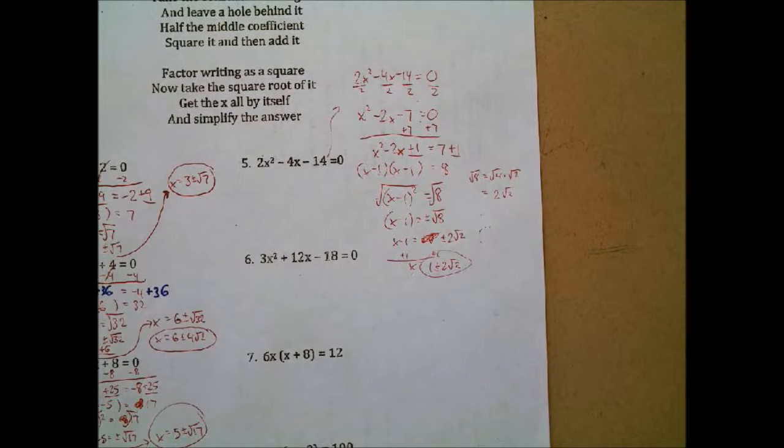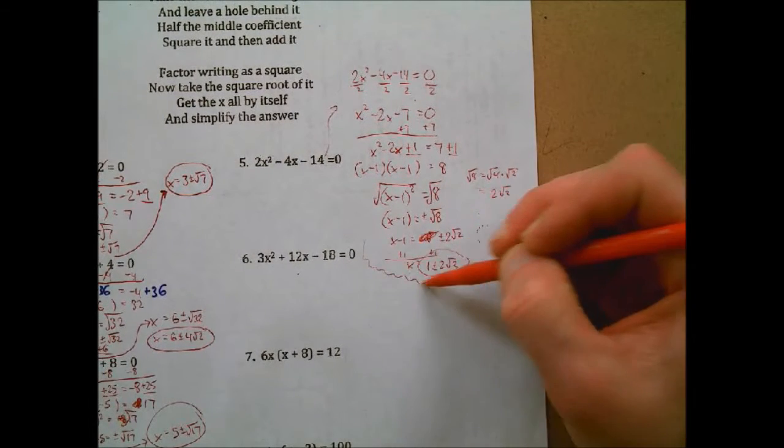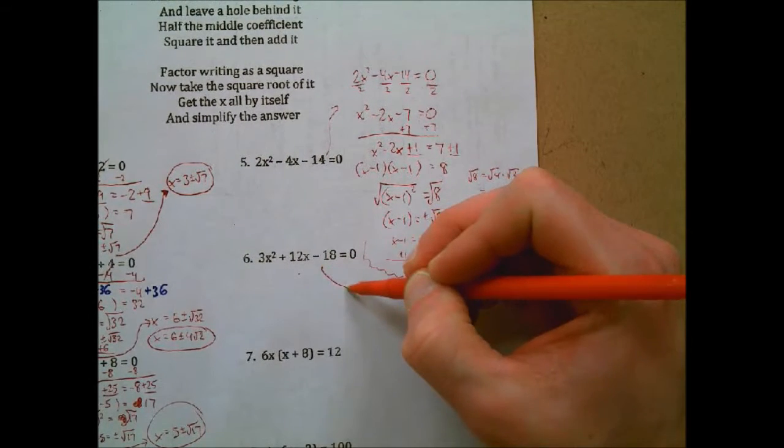Plus or minus 1 plus or minus 2 root 2. There are solutions right there. Okay. Let's try number 6. All right, so I'll put that one down here.